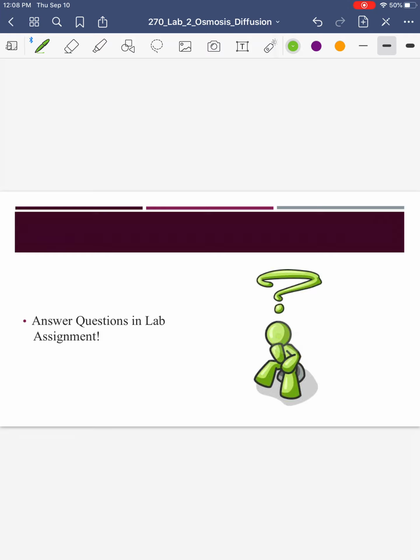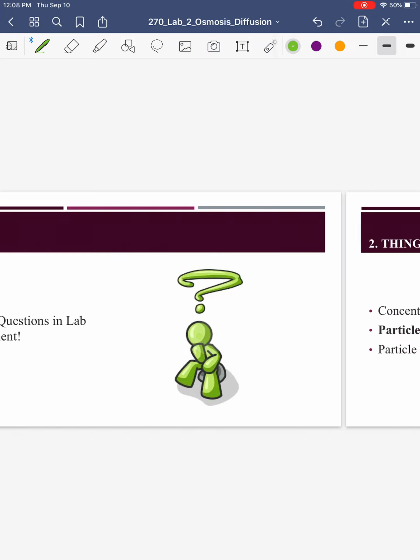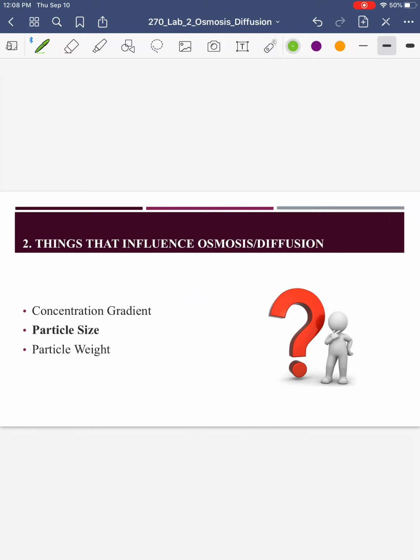Excellent, my friends. Now you'll be able to answer the questions in your lab assignment. Good stuff. Okay, so we've talked about concentration gradient, how that affects diffusion. Now let's look at particle size. Pay attention here, we're not necessarily talking about weight. This next experiment is talking about size.